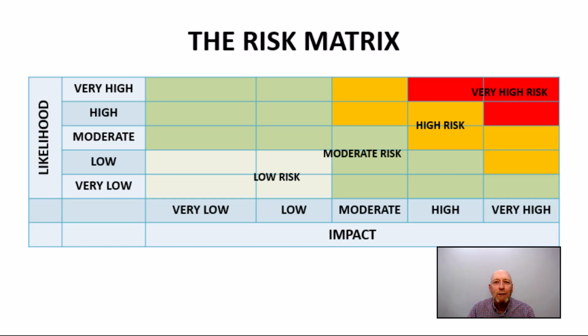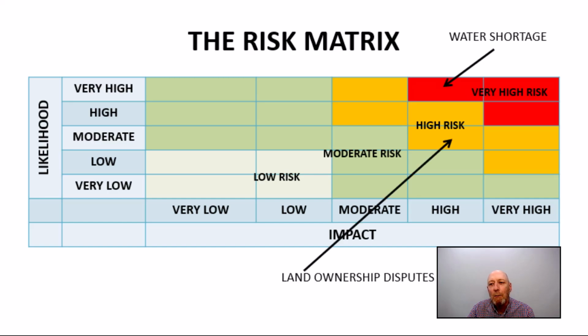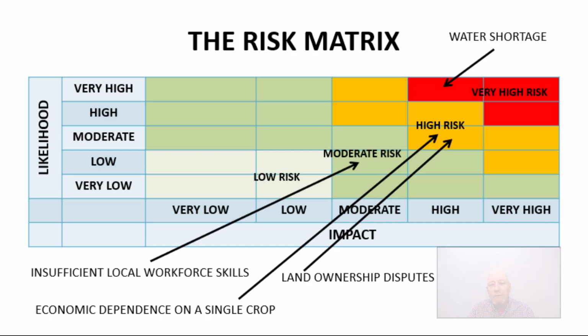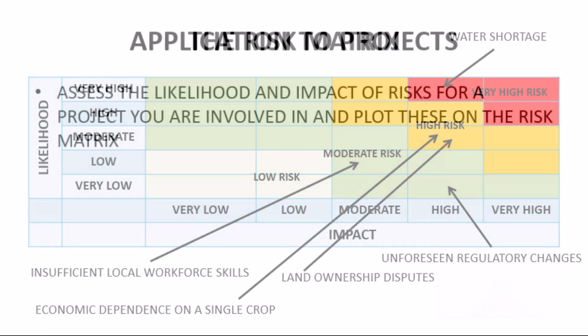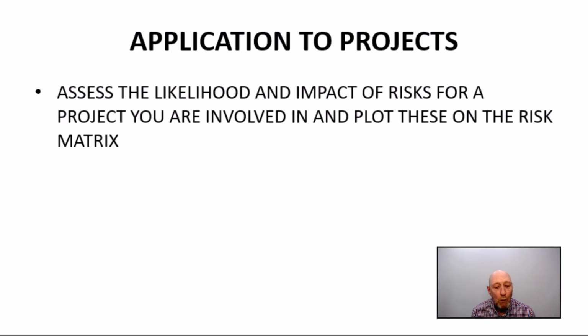And let's see where those risks fall, the ones that we looked at for the example project. And we can see they're all different. Some are more severe, some less. Some are more likely than others. Some are moderate risks, some are high risks, and some are very high priority risks. And now it's time to apply what we've learned to your own work.